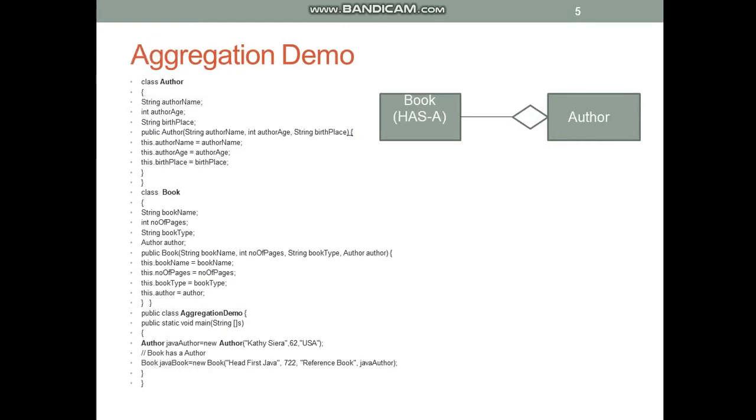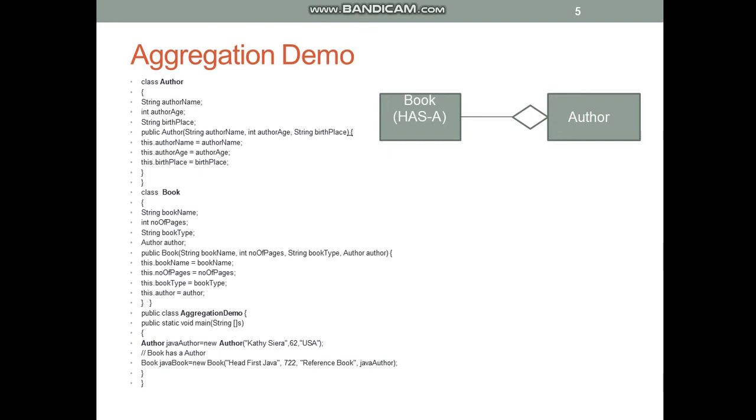Aggregation demo. We have created the constructor of the book and it includes its attributes as well as author. So what happens when we create the instance of the book class is that author is embedded in it. We have created a class named AggregationDemo. We have created an Author class and a Book class.